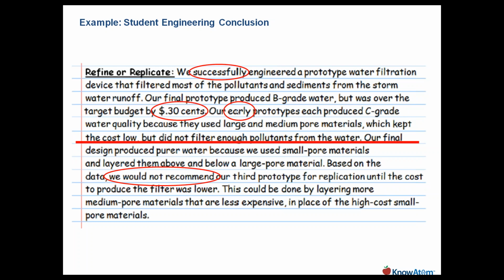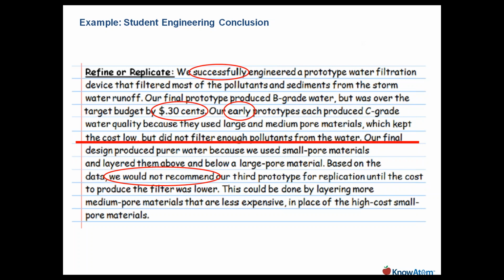So who knows? Also, early prototypes doesn't really help me. Early, what does that mean? Early in the morning, early 1 out of 10, the first 5 out of 10, I don't know. Early, not a particularly useful word here. And I put this red line in because this is where I start to pay attention, because this first bit is really qualitative stuff that almost doesn't matter. Where they start to talk about our final design produced purer water than what? Purer than what? Because we used small pore materials and layered them above and below a large pore material. Okay, that's helpful to know.